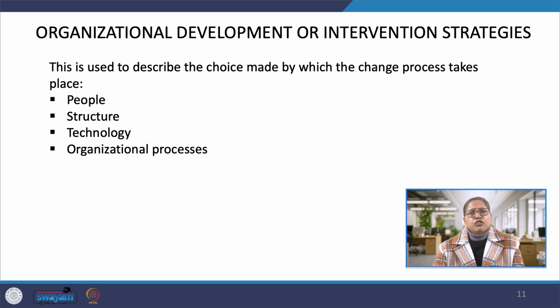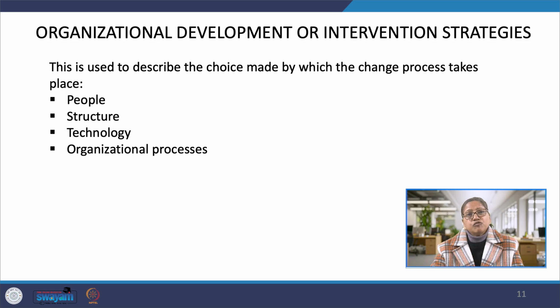Improving processes. This is used to describe the choices made by the change process. Organizational development measures are intervention strategies to develop the capabilities of human resources and to improve structure. The structure which was working well prior to the change process may or may not be very efficient for the new situation. The present demands differ, and the technology which was earlier deployed may not be efficient. So, we also need to think of a new technology which is much in demand.